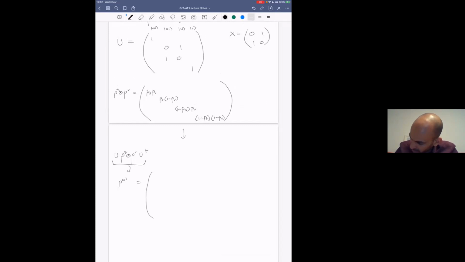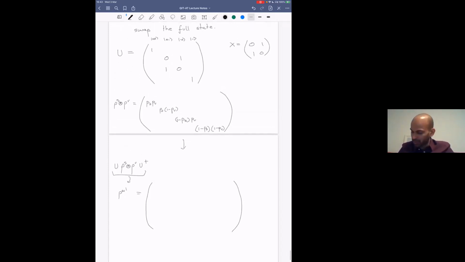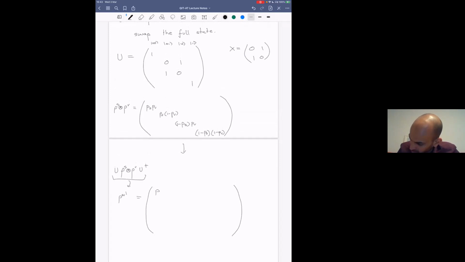This is going to be the following state. I'm not going to go through the entire calculation, but suffice to say that the same thing happens as you would expect in the case of X acting on a qubit. You just flip the populations of those two states. So I get PS PV still remains the same, 1 minus PS, 1 minus PV still remains the same, but the middle two flip. So I get 1 minus PS PV and PS times 1 minus PV.